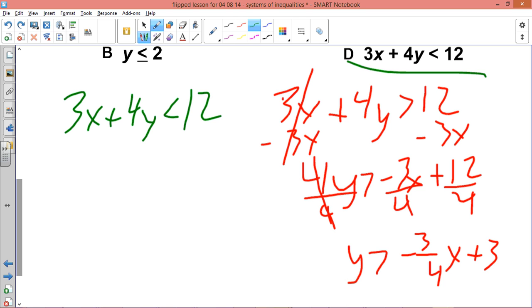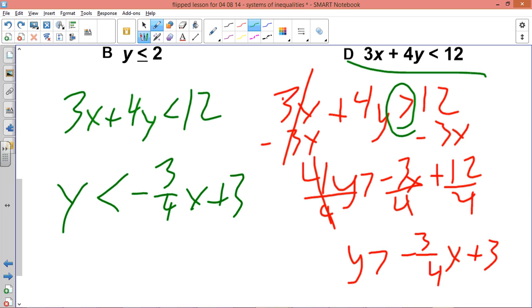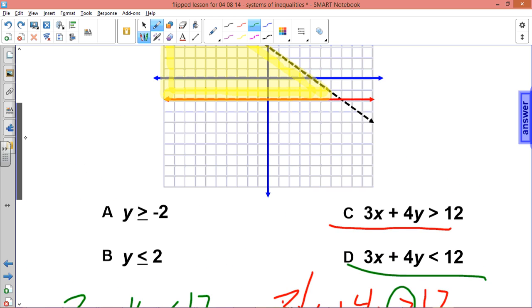It's actually the exact same thing. The only difference is this sign right here. So my answer will be the same, just with a different sign. Y is less than negative 3/4 x plus 3. So which one could this be?